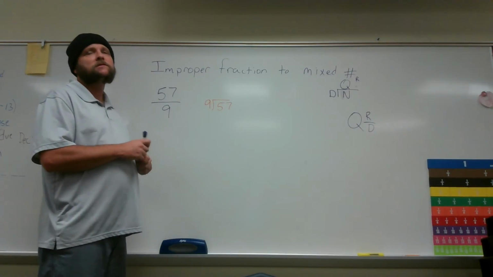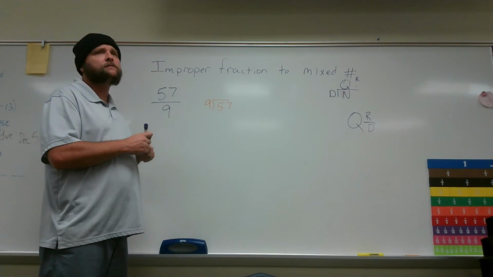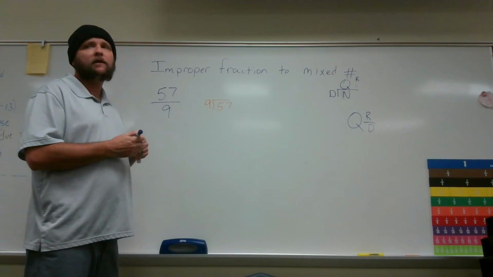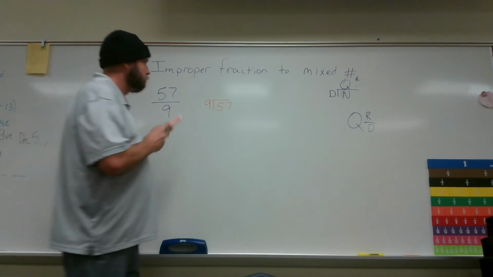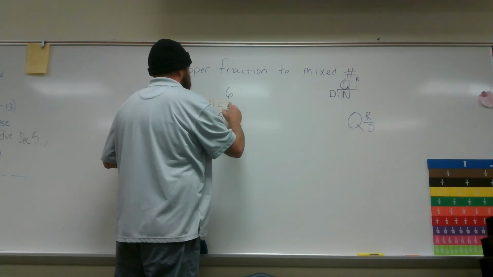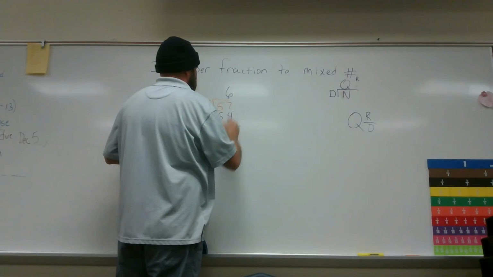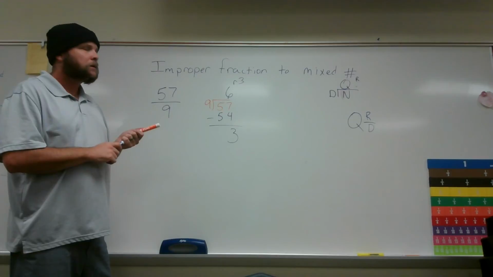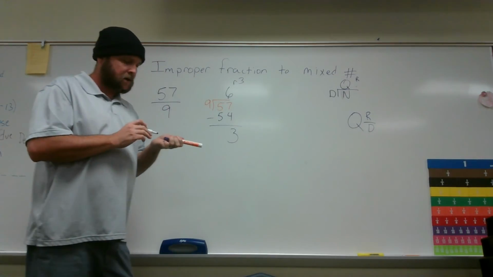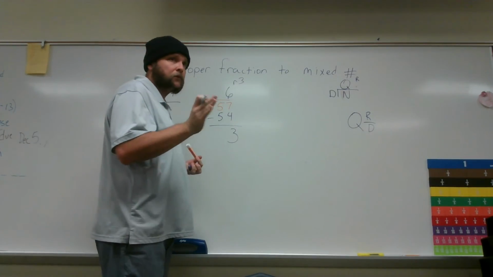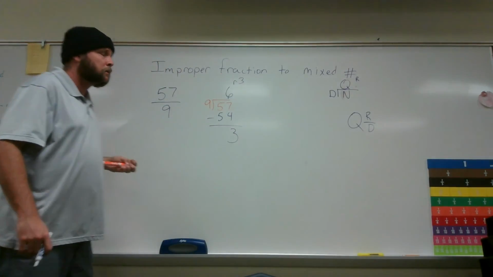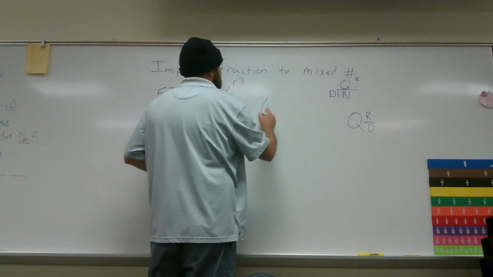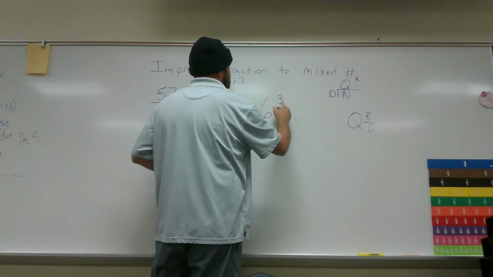Caitlin, how many times does 9 go into 57? 6. Thank you, Caitlin. So I have 6 remainder 3, which then becomes 6 and 3 ninths.